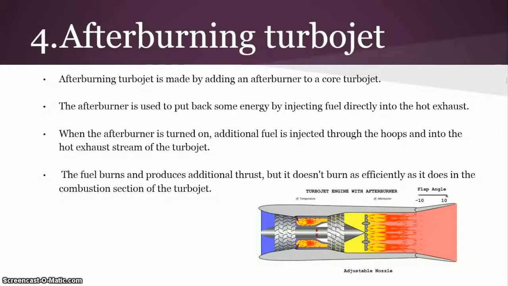Afterburning turbojet. An afterburning turbojet is made by adding an afterburner to a core turbojet. The afterburner is used to put back some energy by injecting fuel directly into the hot exhaust. The nozzle of the basic turbojet has been extended and there is now a ring of flame holders in the nozzle. When the afterburner is turned on, additional fuel is injected through the holders and into the hot exhaust stream of the turbojet. The fuel burns and produces additional thrust, but it doesn't burn as efficiently as it does in the combustion section of the turbojet.